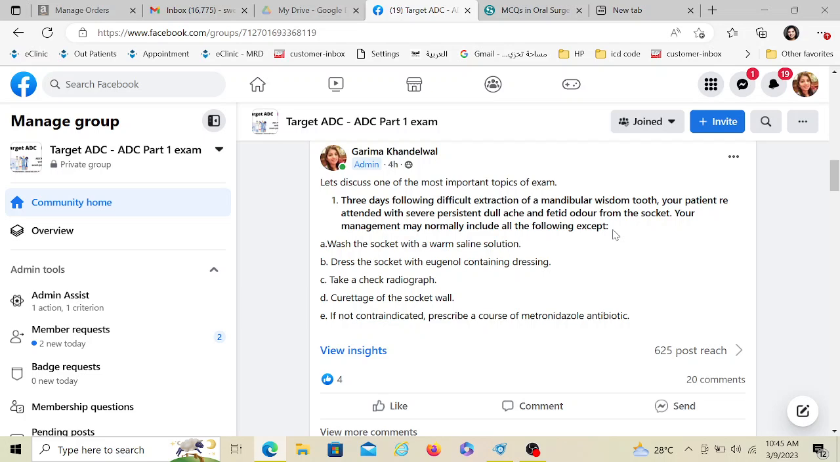In your exam, you have to read the question twice. The first is a basic reading, and the second is finding the keywords. So, 3 days following difficult extraction of a mandibular wisdom tooth, your patient re-attended with severe persistent dull ache. Now, it can also be because something was left behind or the patient did not follow the instructions or there is something else, because the question is not saying the patient is coming to you with a dry socket, and fetid odor from the socket. Your management may normally include all of the following except. Here the keyword is except, and the keyword is also the symptom. So this is the symptom.